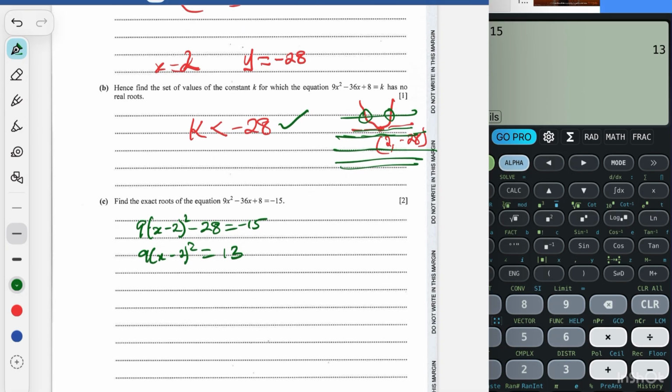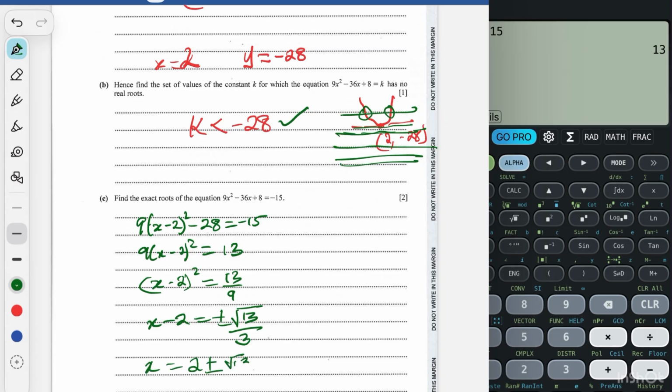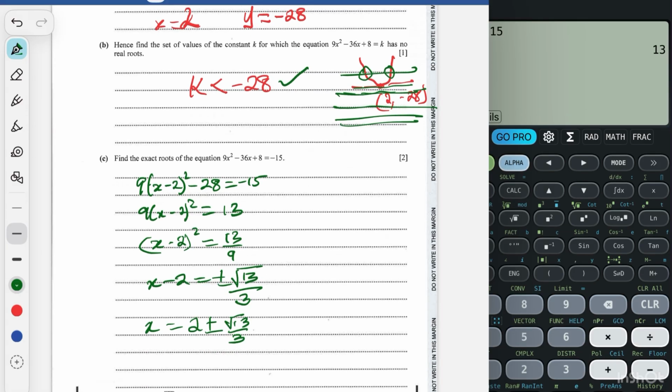So this gives me x minus 2 squared is equal to 13 over 9. Then x minus 2 is equal to plus or minus square root of 13 over 3. So I'm just taking the square root. So x is 2 plus or minus square root of 13 over 3. So my answer is x equals 2 plus root 13 over 3, then x equals 2 minus root 13 over 3. So I will just check with the calculator.